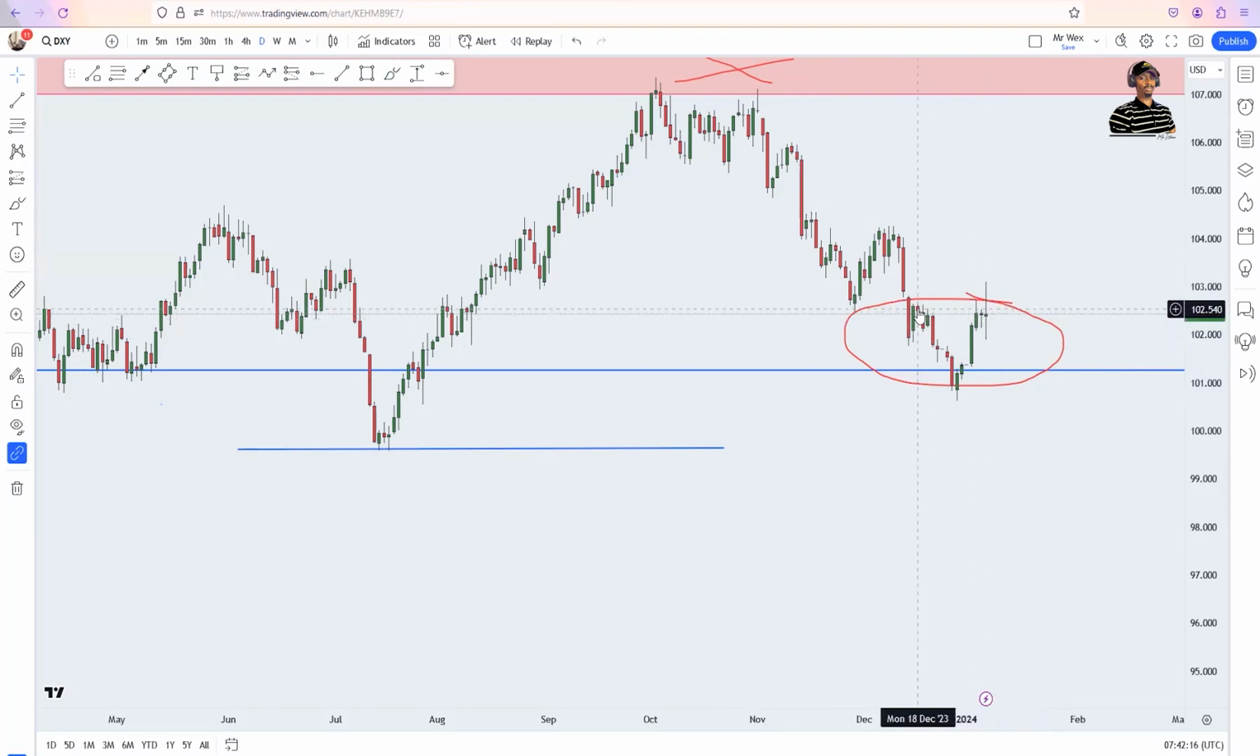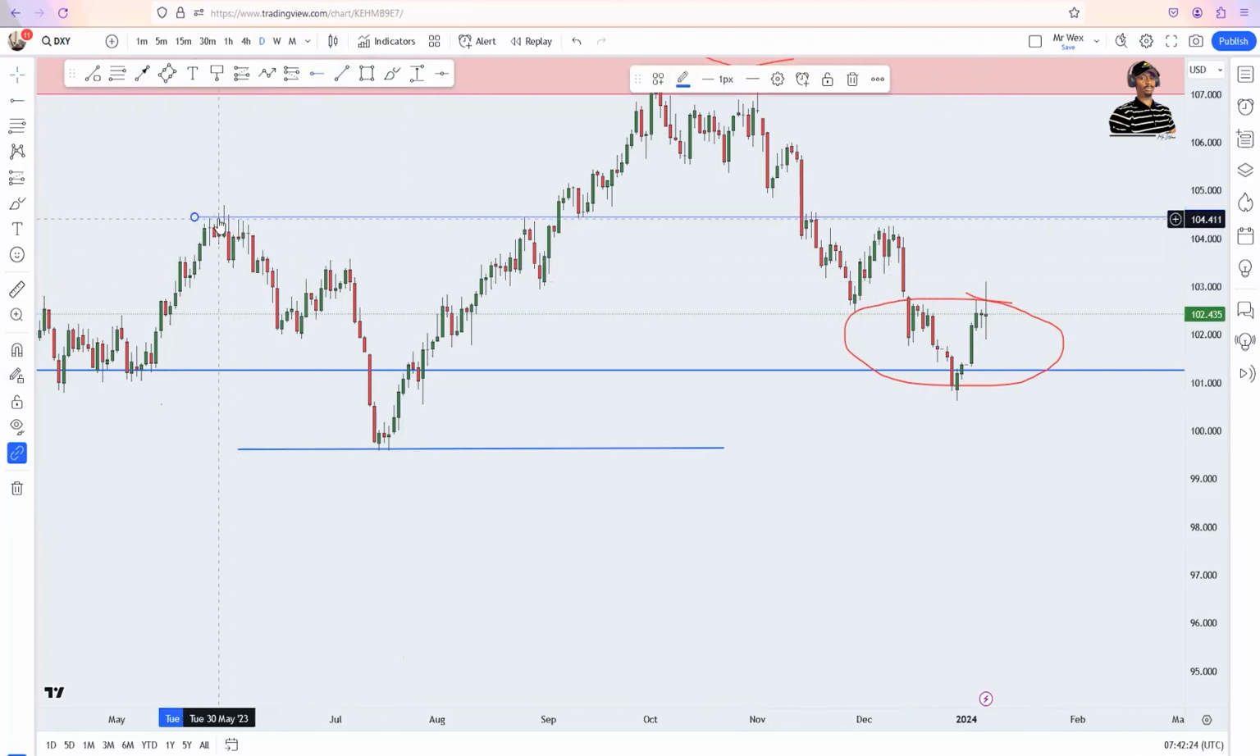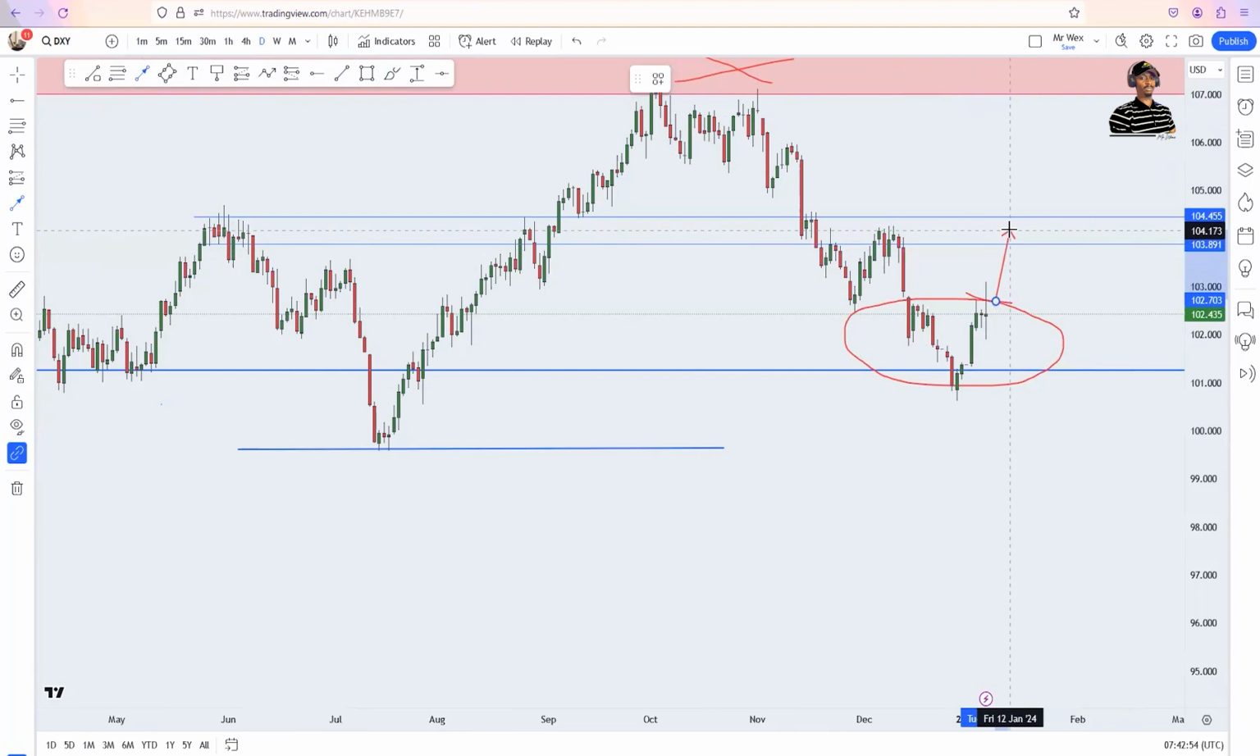So my expectation would be, looking at this rejection and also considering previous structure where price got rejected before, we could see a continuation. So using that as a basis, I'll be looking out for a bullish continuation on the USD index. What it means is that I'm going to be expecting a strong USD this week. On the daily time frame, I'm looking forward to a bullish continuation on the index.